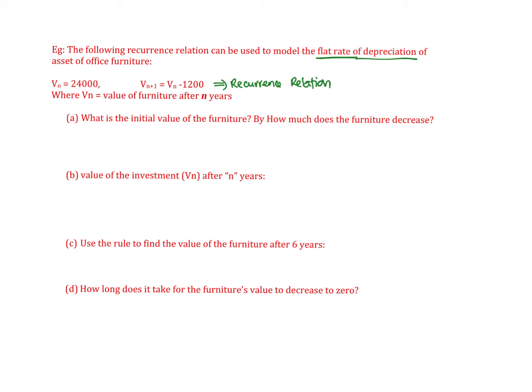What was the initial value of the furniture? So you just need to look at what they gave you. 24,000. And how much does it decrease? Yeah, so it decreases 1,200 per year. The value of the investment after n years. So this is their way of saying, write the nth term formula.